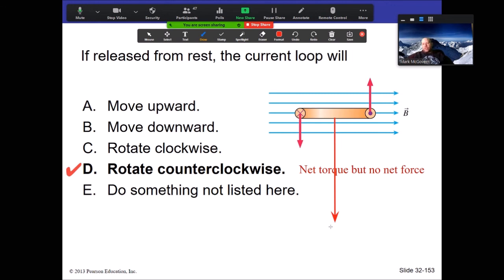Now, you could just visualize it with the forces, which I don't really want you to do because I didn't go through all that explanation for nothing there. But if the current's into the page here, the force is down on the left. And if the current comes out of the page on the right, the force goes up. So you can see from the forces, that's going to cause a counterclockwise rotation here.